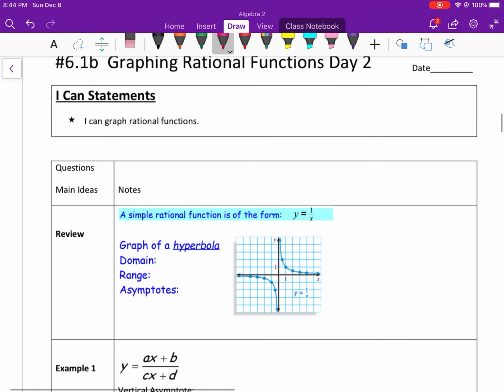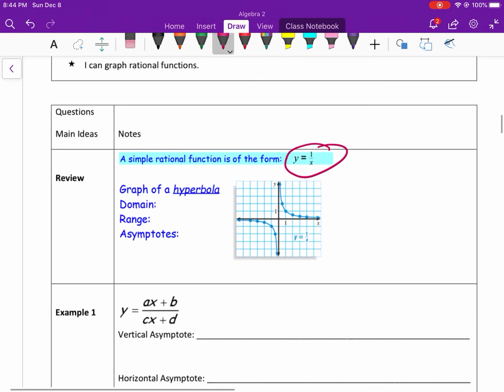All right, so remember the simple rational function, or the hyperbola, was y equals 1 over x. It gives us this hyperbola with the symmetrical branches. The domain is all real numbers, except that in this one, x can't be 0. The range is all real numbers, but y can't be 0. And then we have the vertical and horizontal asymptotes that correspond to those values: x equals 0 and y equals 0. So that's our parent function review from yesterday.